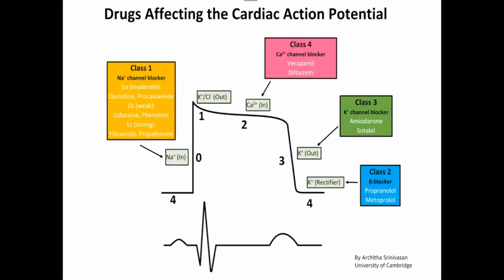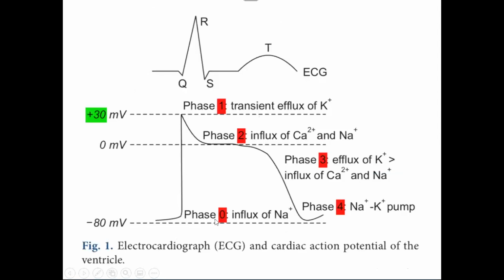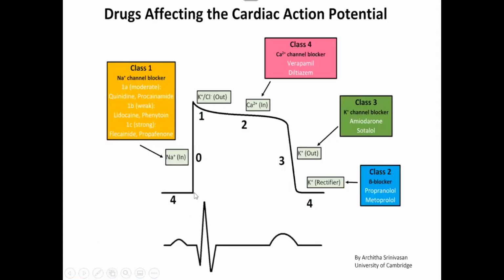Once you have read it, then you know the different classes of antiarrhythmics act at different phases of your ventricular action potential. Class 1 is sodium channel blocker. Phase 0 here is influx of sodium, so your class 1 acts at phase 0. It blocks sodium intake. You have 1A, 1B and 1C, which I will go through later.